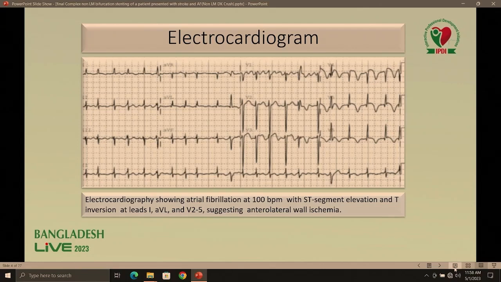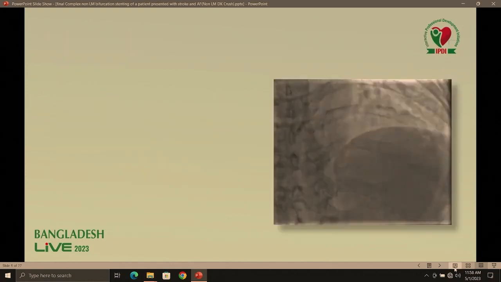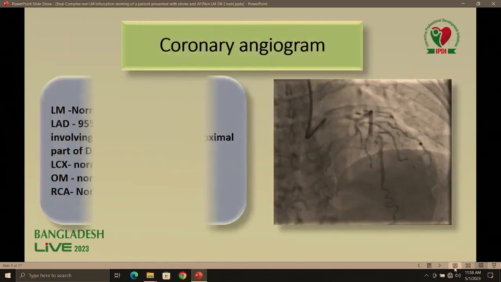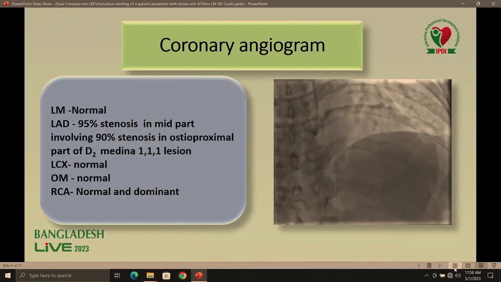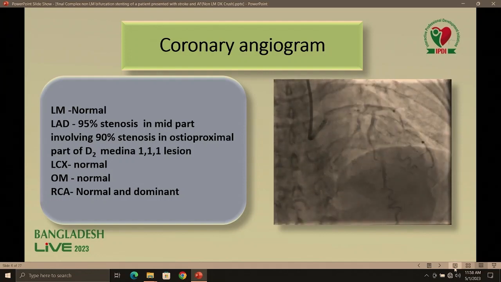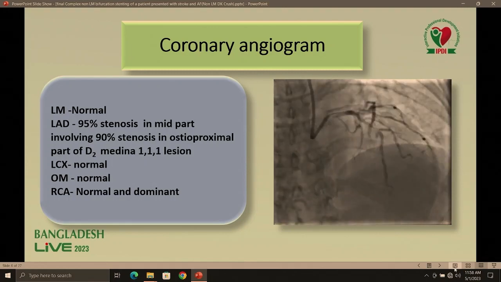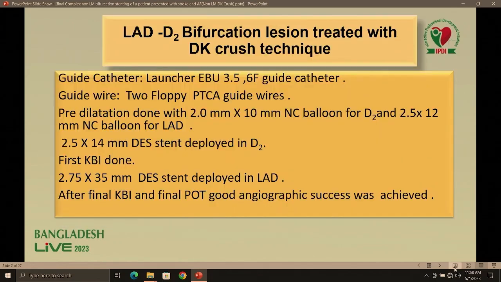This is the electrocardiogram of this patient, and this is the echocardiogram of this patient. And the angiogram of this patient shows normal left coronary arteries and 95% stenosis in the mid part of the LAD, with 90% stenosis in the ostioproximal part of the D2, with Medina 111 lesion. LCX, OM, and RCA normal. And we treat this patient, that is LAD D2 bifurcation lesion, with DK crush technique.